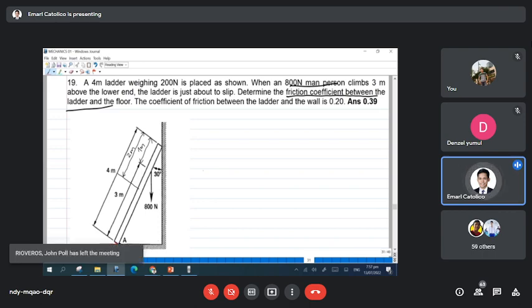Then let's say, assign natin to as point B. Okay. So, sa point B, normal force natin, andito siya. Okay. Then, frictional force natin, yung opposite ng normal force. So, kung horizontal yan, dapat pataas. O, pakiaral to ha, kasi finals natin to. Statics and dynamics. Yan. So, I hope nakikita yung ano. Frictional force at point B. Yan.